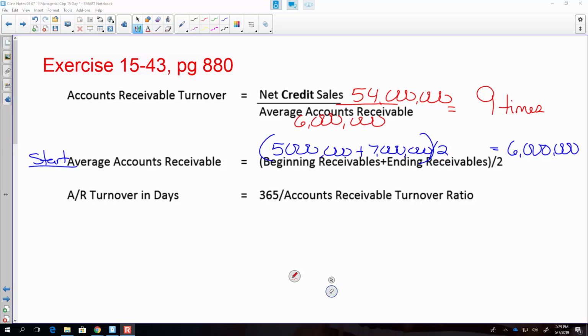So now we're at step 2. This was step 1, get that ratio. Step 2 is to convert it into days. 365 divided by 9 is 40.6 days.